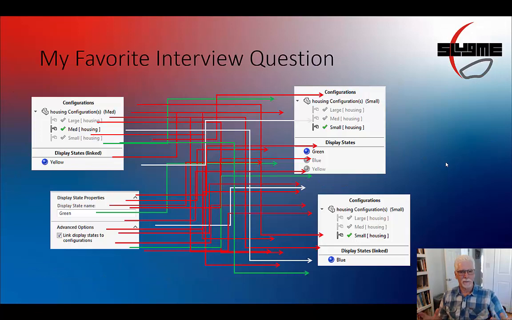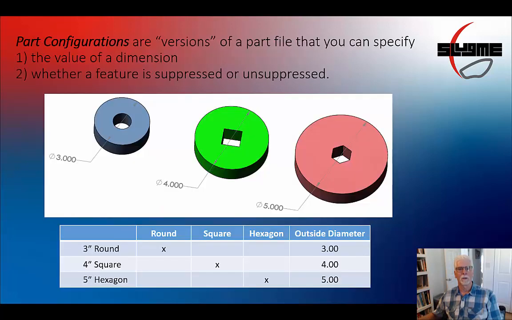Okay, so my favorite interview question when I'm interviewing people is: tell me the difference between a configuration and a display state. And it's really a little bit simpler than this diagram I've got up on the screen. So I wanted to quickly go over a super simple example of the differences. Basically, we're only going to talk about part configurations, not assembly configurations and assembly display states, because that gets way more complex. So this is the first hurdle to cross.